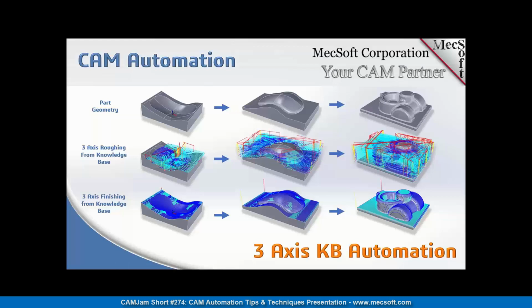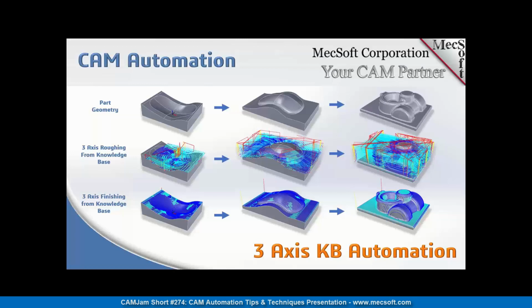Knowledge bases in 3-axis. What you see right here is a progression of three files. In the top left corner, we have a starting part that we're going to program with a roughing operation and a parallel finishing operation, and we're going to save that out to a knowledge base. Then we're going to load 2 other files and apply that knowledge base and have those toolpaths generate automatically.